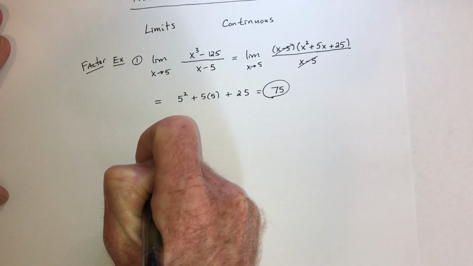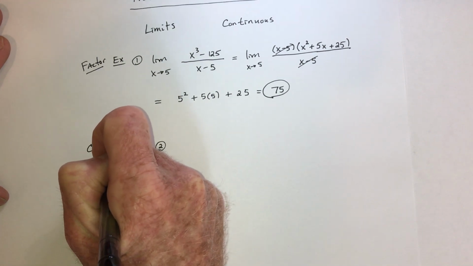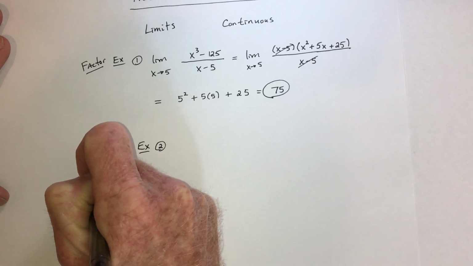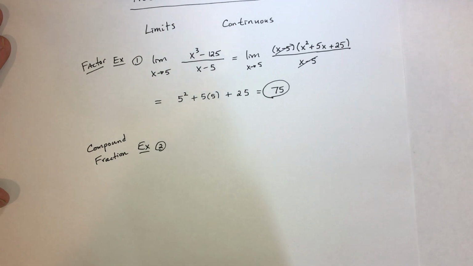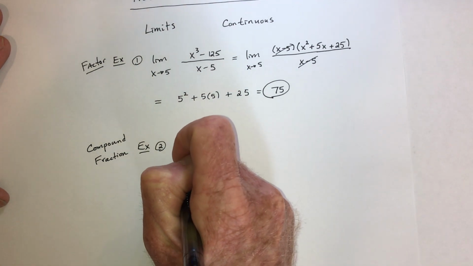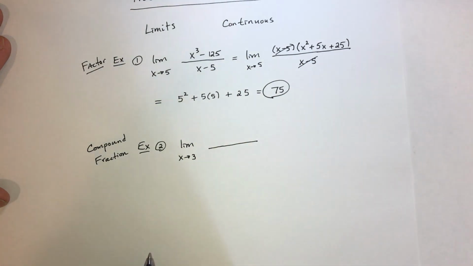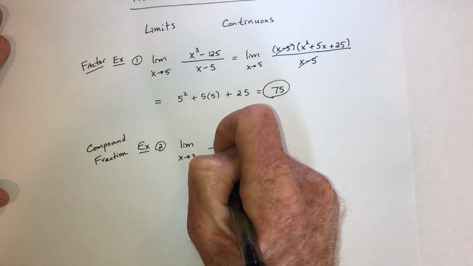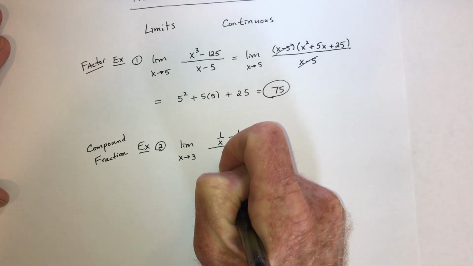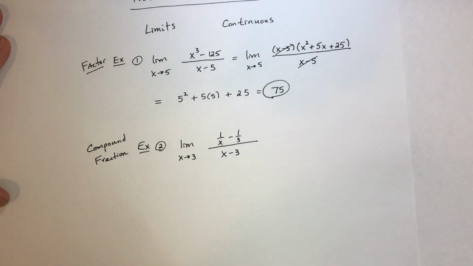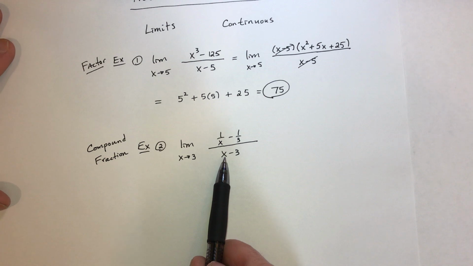Then moving on to example number 2. What if it's a compound or a complex fraction? So you can either call it compound or complex. That would be an example like this. So the whole thing is a fraction. And then within that fraction, there are some more fractions. So as you can see, if you substituted 3, it's going to cause division by 0.